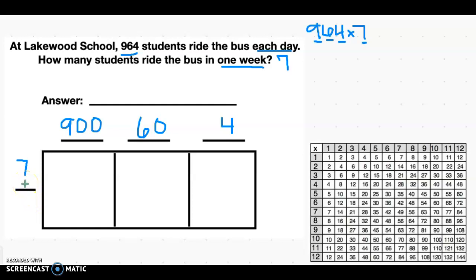Now that I have this area model set up, I can go ahead and multiply. I'm going to start with the 7 and multiply that beginning with the ones place. So 7 times 4. 7 times 4 is 28.